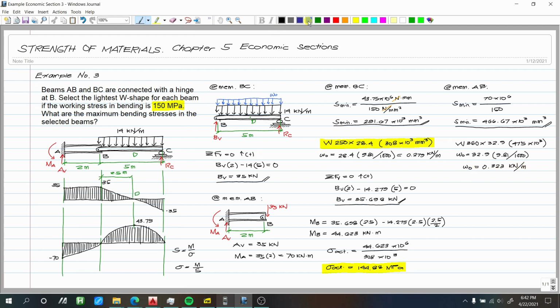So ngayon, yun yung a-add natin sa member AB natin. Okay, ito yung kanyang weight. So that is 0.323. And syempre, itong 35 kilonewton, hindi na siya basta 35 kilonewton lang. Ito kasi 35 kilonewton, galing lamang kay 14 kilonewton. And syempre, sa actual, nagdagdag na tayo ng ating member na BC. So, meron na siyang own weight. So, dadagdagan natin yung ating BV, which is what? 35.698.